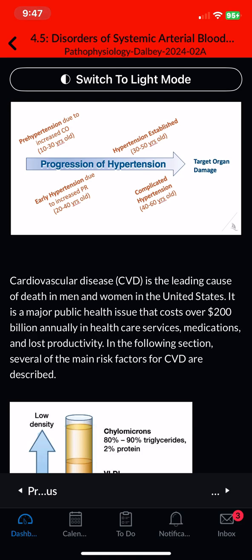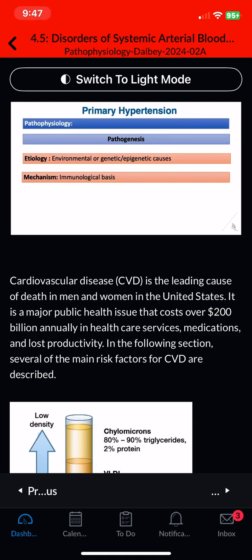Hypertension is a progressive disease, and it does not present symptoms at the beginning. As we can see, prehypertension, due to increased cardiac output, can even start in childhood. And with time, it becomes early hypertension due to increased peripheral resistance. Eventually, it becomes established as hypertension, and then it becomes complicated hypertension, in which now there is organ damage being done. And that's generally the heart, brain, and kidneys that we first see organ damage.